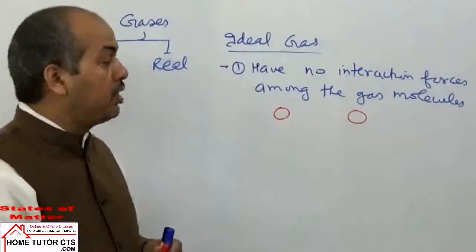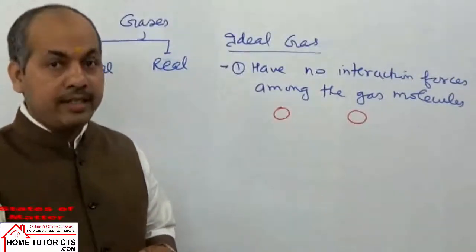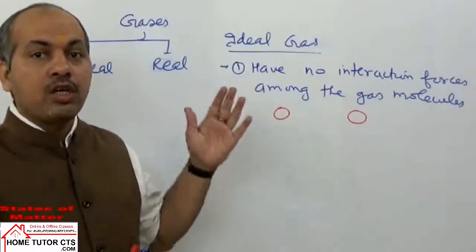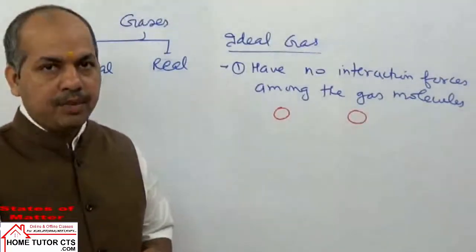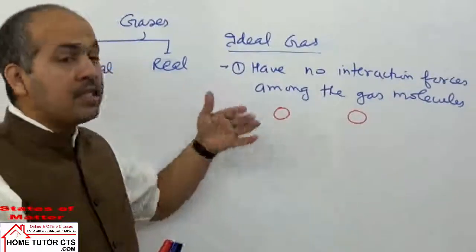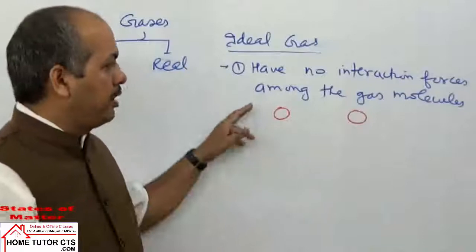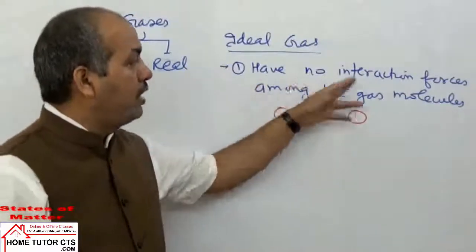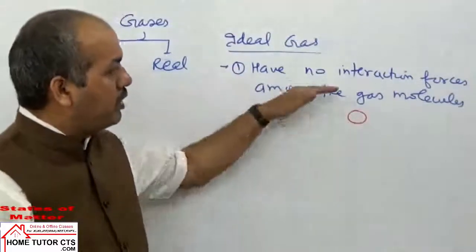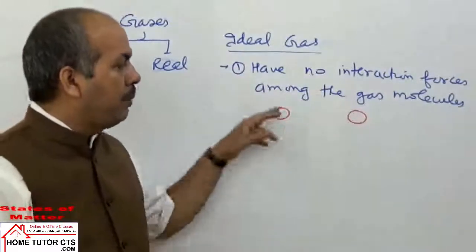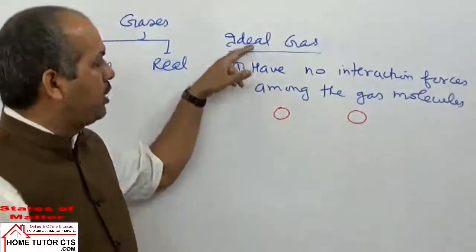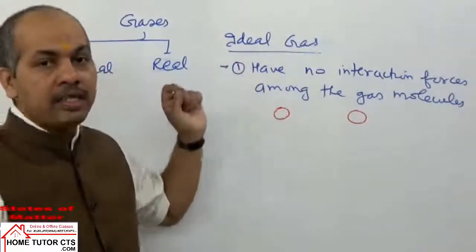Already discussed, even the non-polar molecules, like the noble gases, can develop some interaction forces in them, which are called London forces. So the molecules of gas can have some interaction forces, but in some set of conditions we can say practically there are no interaction forces. When there are no attractive forces among the gas molecules, then in that condition the gas can behave as ideal gas.